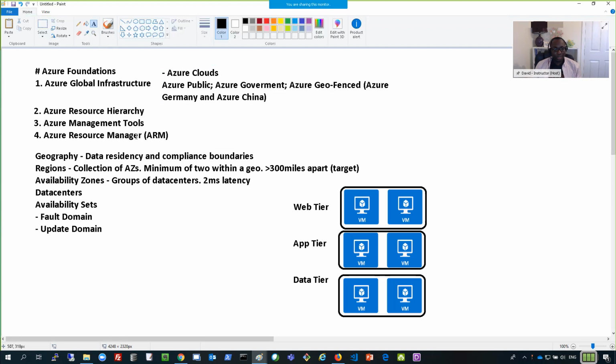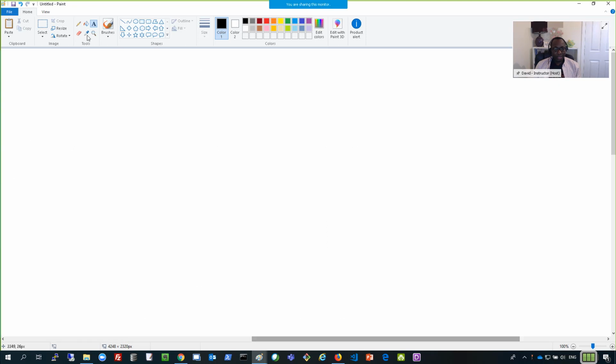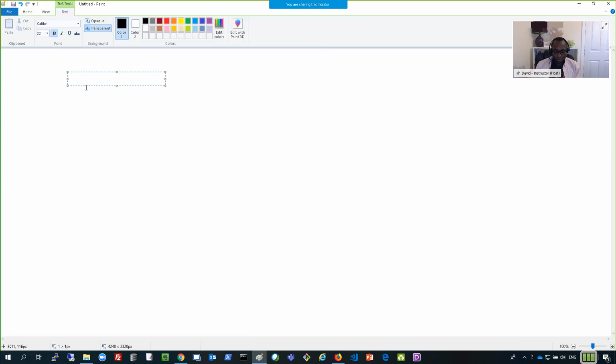Okay, so when we continue the conversation, we started talking about the Azure Resource Hierarchy. We talked about Azure subscriptions, Azure Resource Groups, Azure Resources, and management groups. So true or false, resource groups are containers for Azure resources. False. Excellent, that's good.